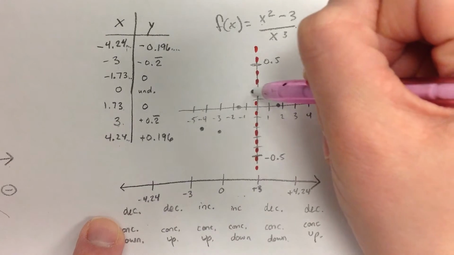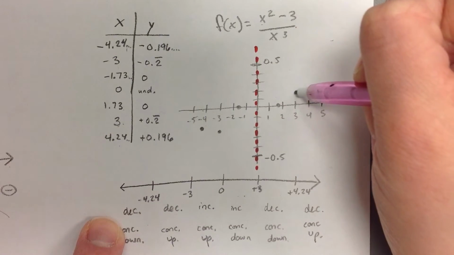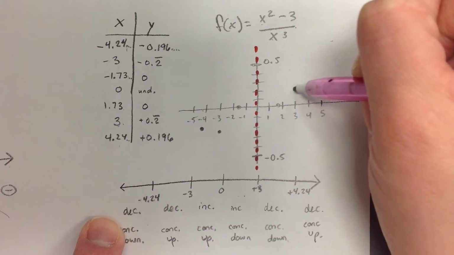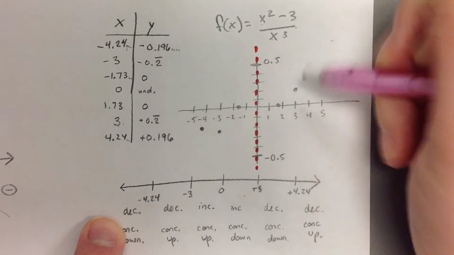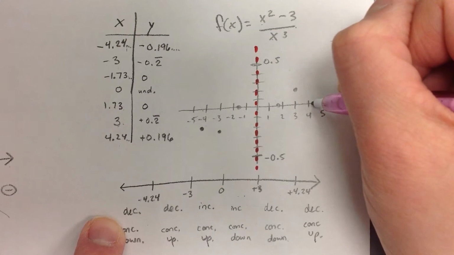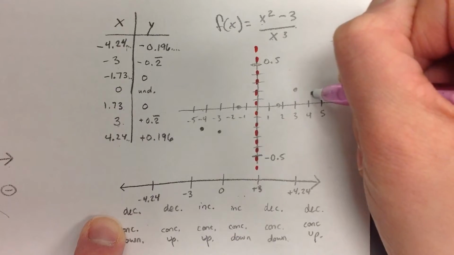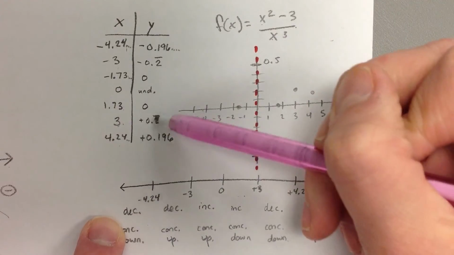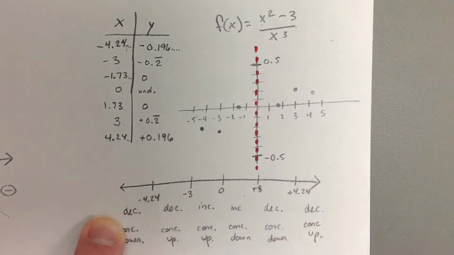3.2, so we're at 1, 2, 3, 4. 0.2 is up here. And at 4.24, up slightly lower, there we go. So I believe I had these two numbers mixed up in class yesterday, so that's why it didn't quite work out. So I have these points.